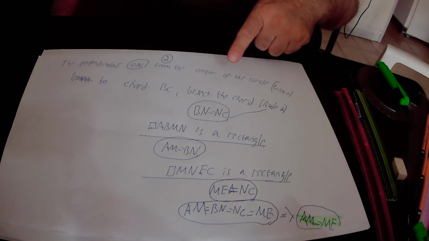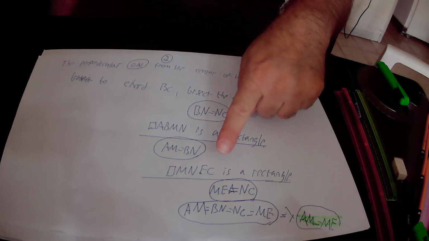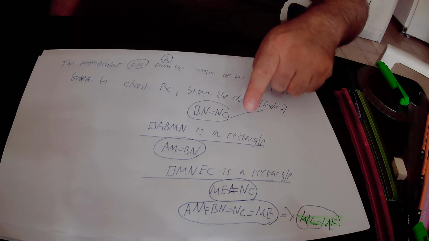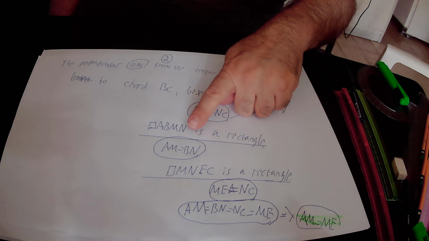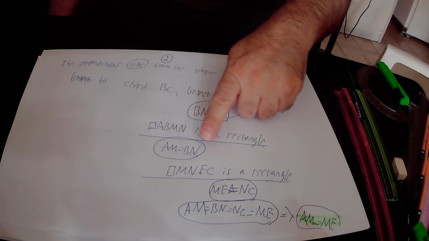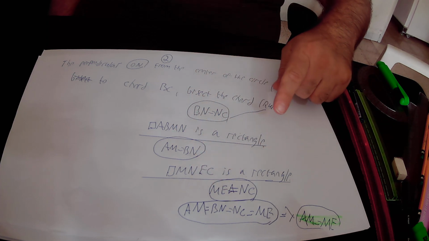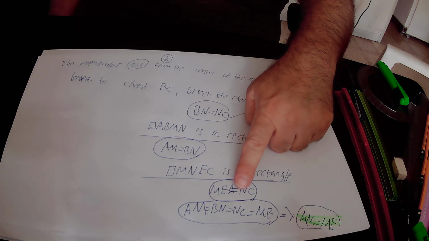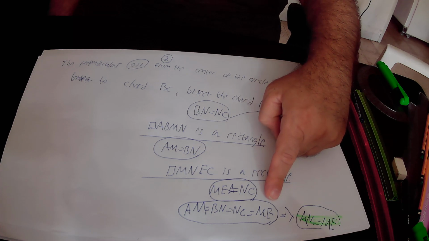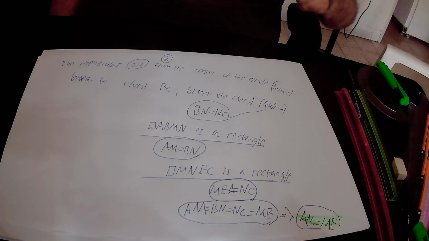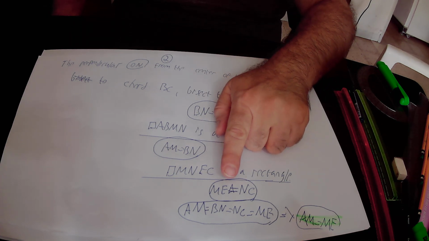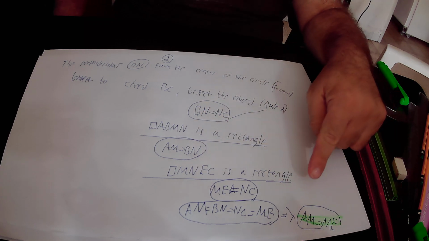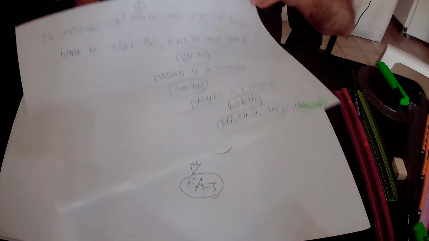According to rule number 2, we found out that BN equals NC. But BN also equals AM, according to this formula, so we can write here that BN equals AM. And we also found out that NC equals EM. Therefore, we can write that NC equals EM, or ME, it is the same. So from this long equation, AM equals BN equals NC equals ME, we derive that AM equals ME. AM equals ME.